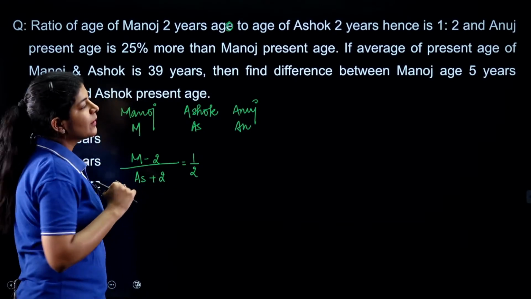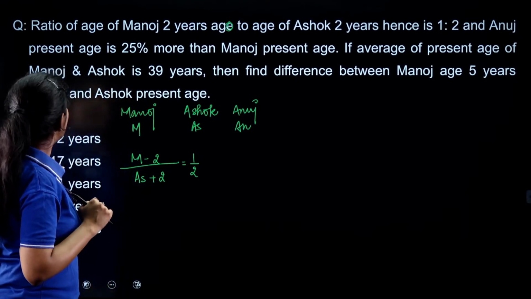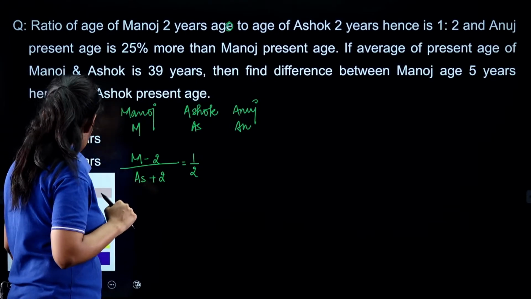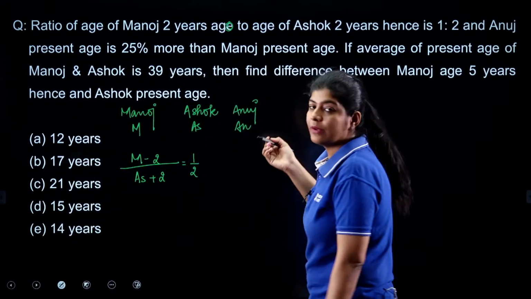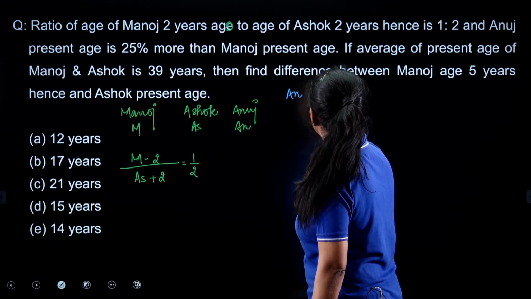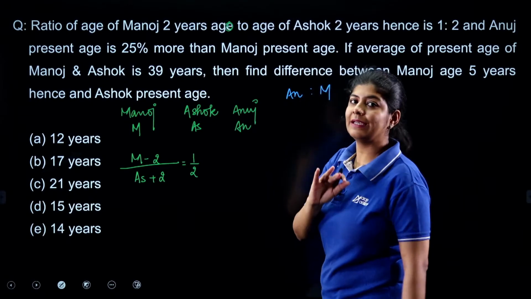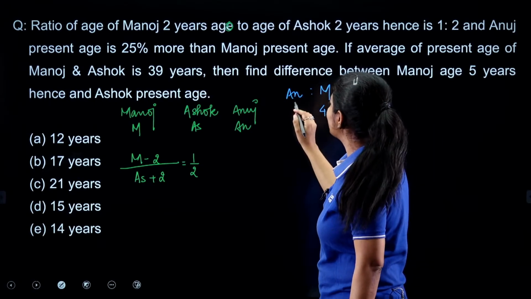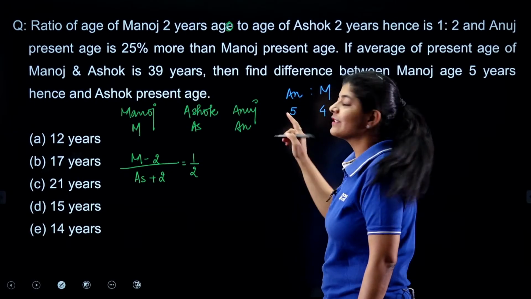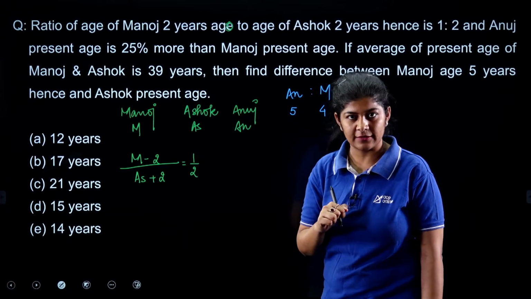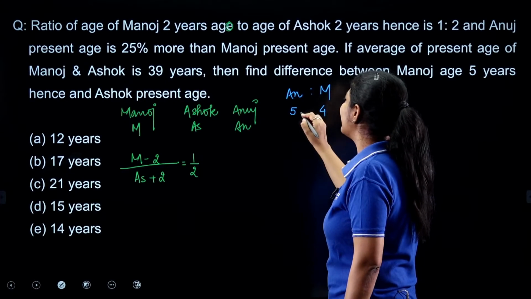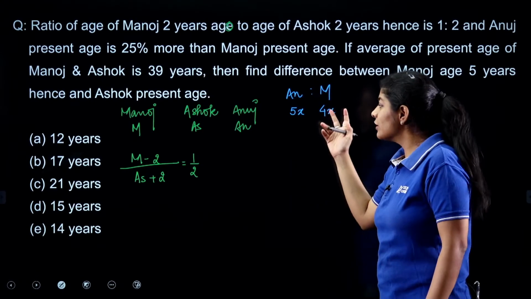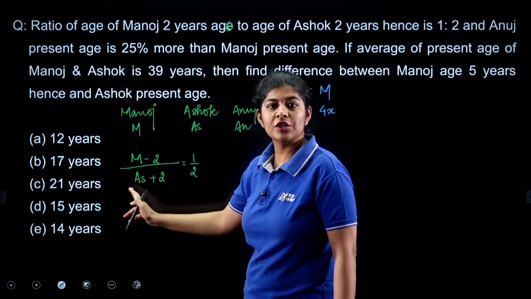Okay. There is one more piece of data given here: Anuj's present age is 25% more than that of Manoj. If I want to write down the ratio between Anuj and Manoj, I can say that, let's suppose the present age of Manoj is 4, then according to this the present age of Anuj is 5, which is 25% more than that, right? So instead of this I am just assuming it as a value. Why am I assuming it as a value? Because I want to calculate the present age of Ashok with this one.